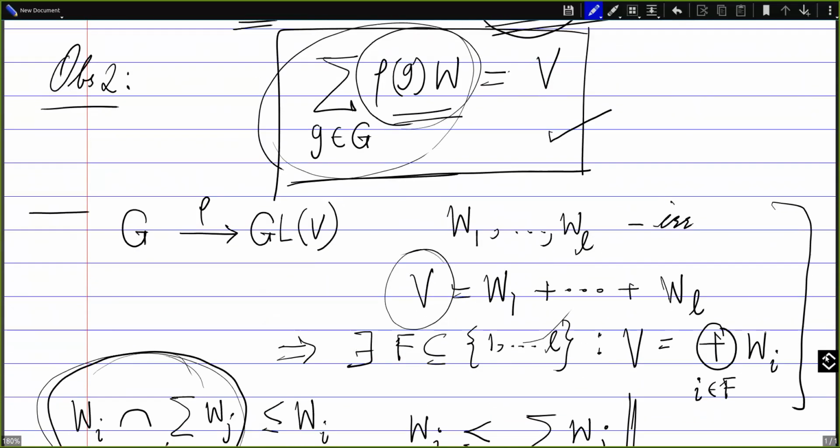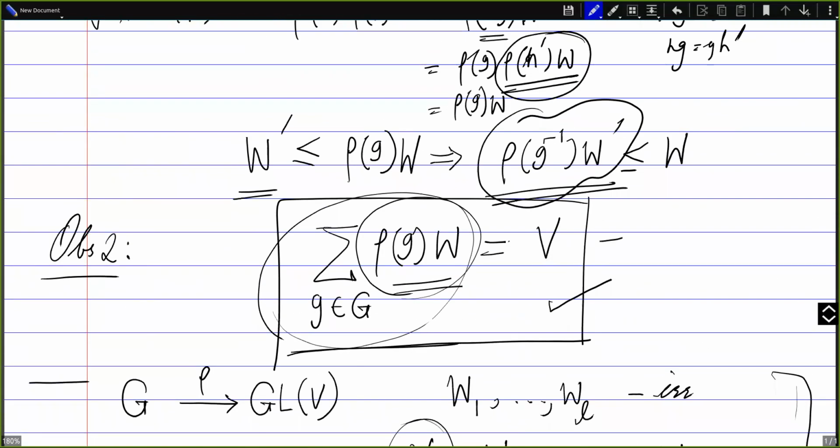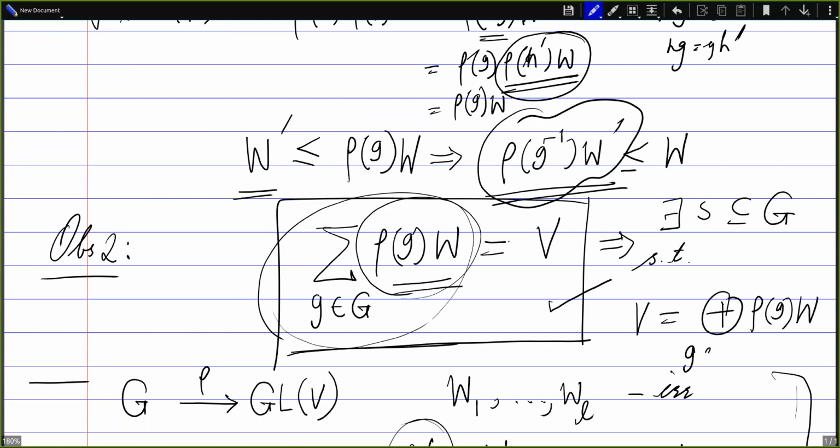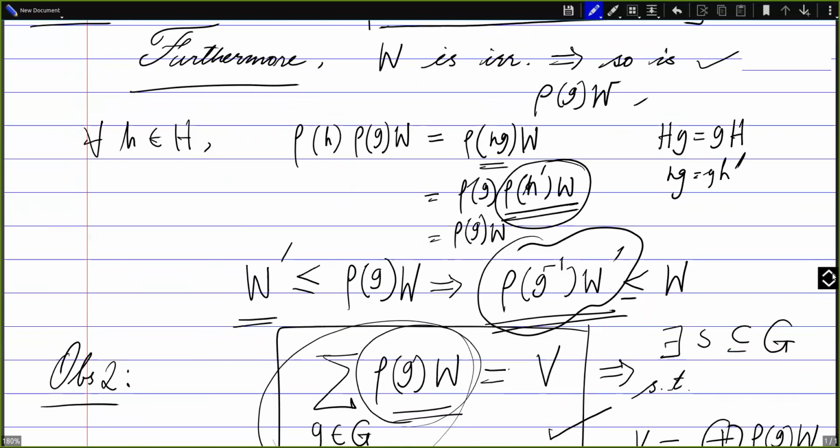If we use this observation, what we get is the following: there exists a subset S of G, possibly proper, such that V is the direct sum of rho_g(W), where g lies in S. So in simple words, V is the direct sum of some rho_g(W)'s.